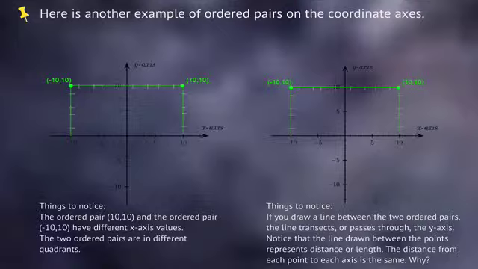Here is another example of ordered pairs on the coordinate axes. The ordered pair 10, 10 and the ordered pair -10, 10 have different x-axis values. The two ordered pairs are in different quadrants. If you draw a line between the two ordered pairs, the line transects or passes through the y-axis. Notice that the line drawn between the points represents distance or length. The distance from each point to each axis is the same, y.